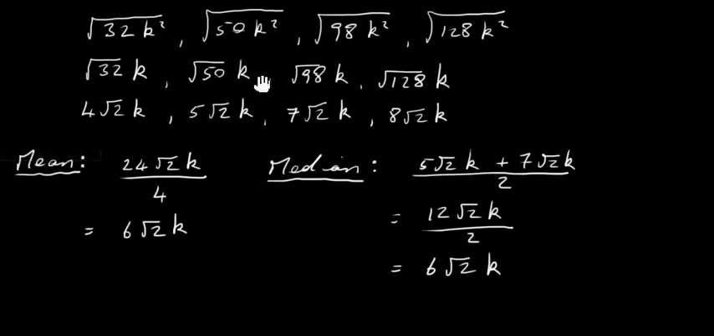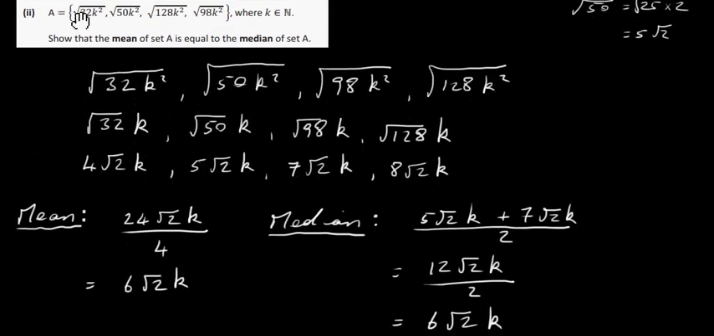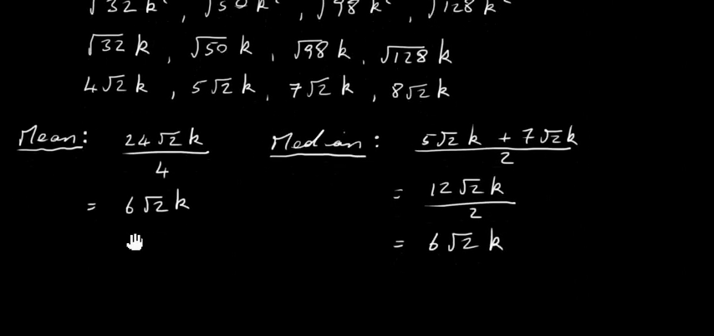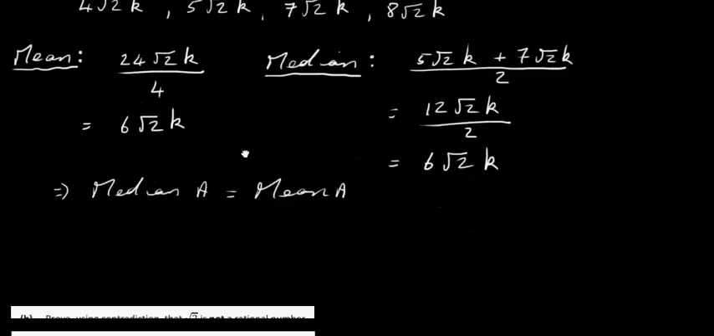So what were we actually asked here? We were given this set A, these 4 numbers, where k is a natural number. We have to show that the mean of set A is equal to the median of set A. Well, we've worked out the mean as 6 root 2k, and the median is also 6 root 2k. So we can say, which implies the median of A is equal to the mean of A. And that's it really. Let's move on to the next one, part B.